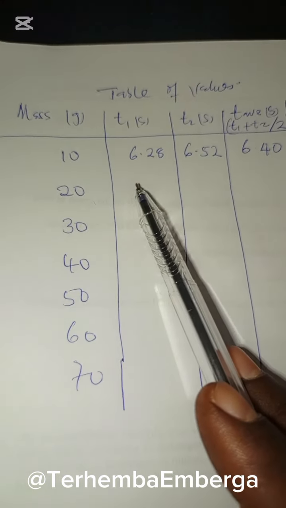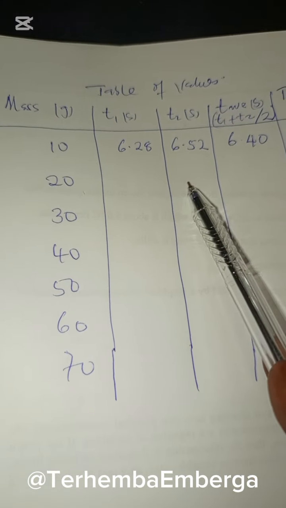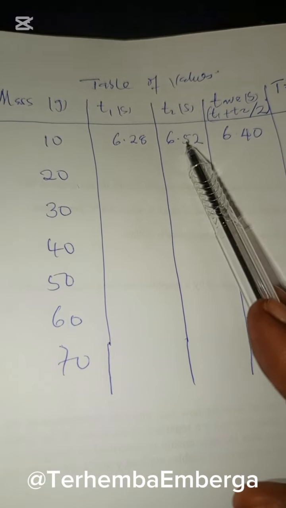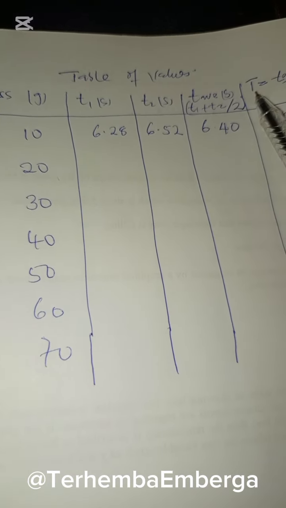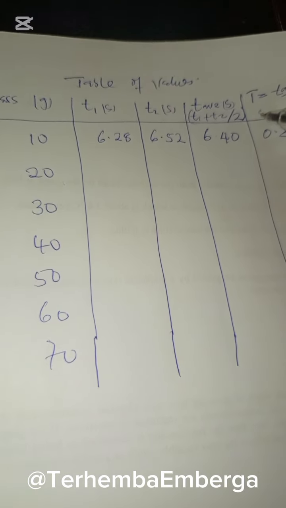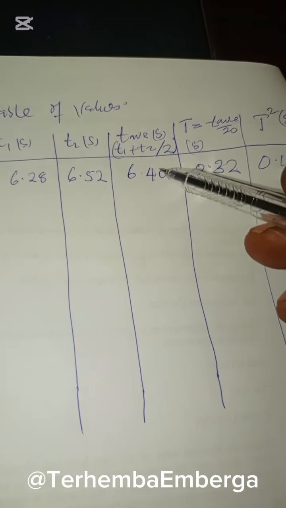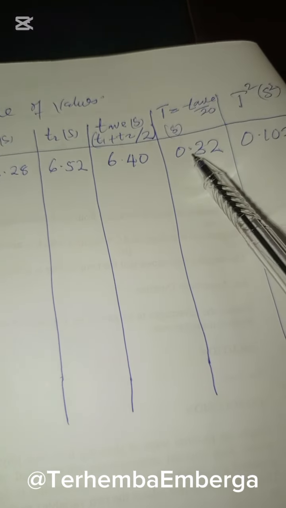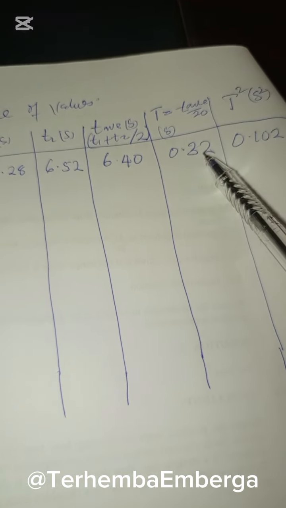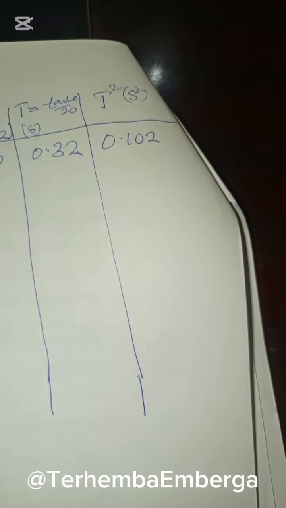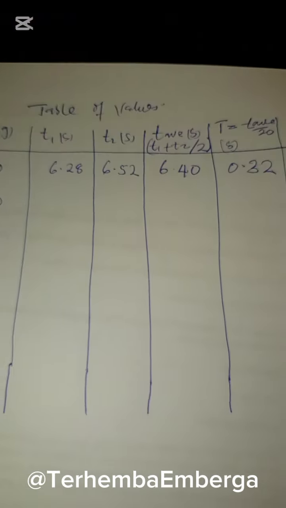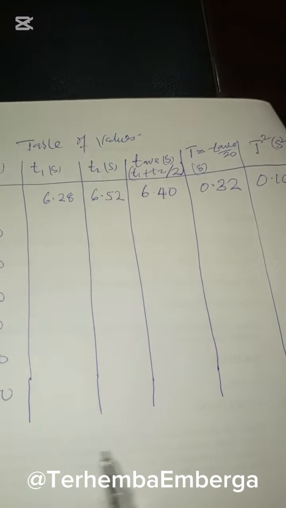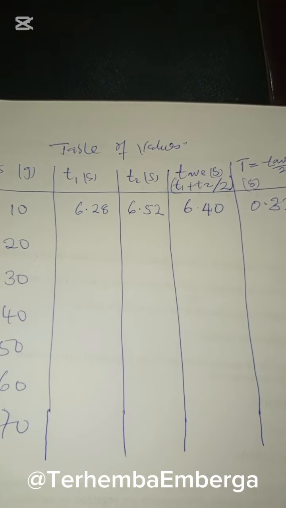For each of these, take T1, T2, and take the average by adding T1 and T2, dividing by 2. For the period, capital T, which is in seconds, you take the average time, divide by 20 to give you a figure, and by the time you square that figure, it gives you T square. So you will have to be mindful of what we do, and this is what takes the highest marks in the practical session, the table of values.